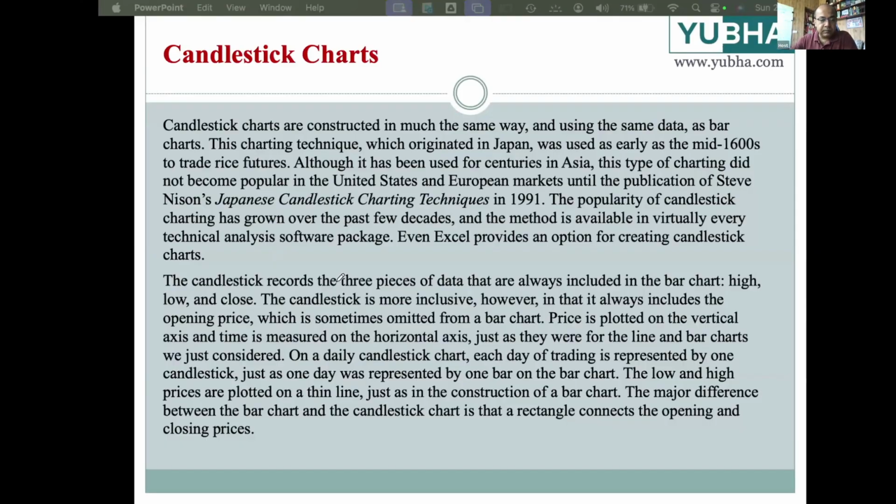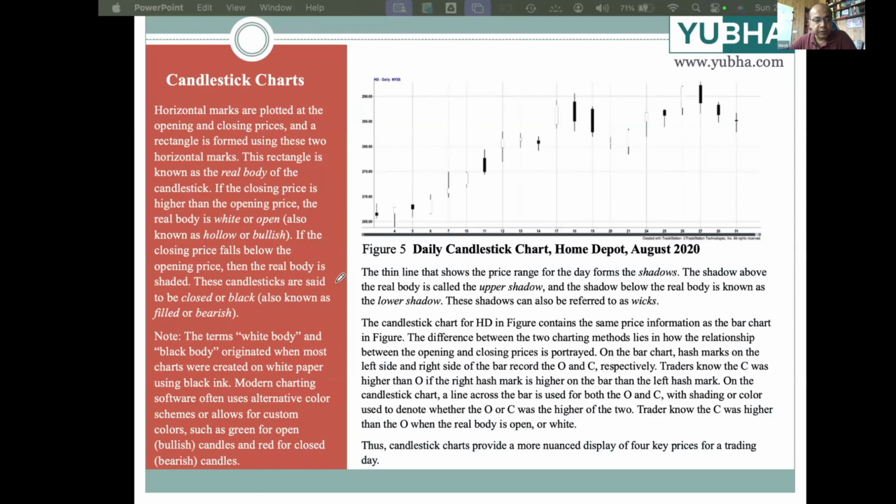So typically, if you look at the candlestick charts, horizontal marks are plotted at the opening and the close. Now, when you're looking at it in black and white, the white candles are the same as green candles, which means that the close is greater than the open. The black candles are similar to red candles where the close is less than the open, which means a black candle shows that the prices have fallen, and a white candle shows that the prices are rising.